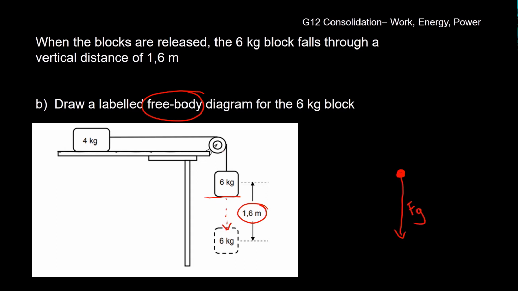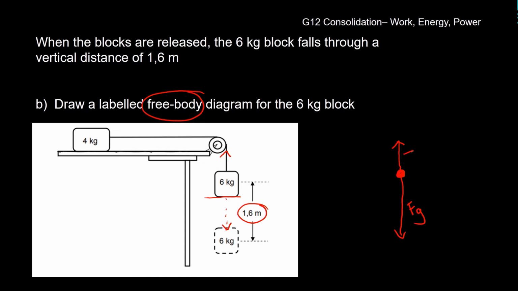And what else? Well, there's tension in this string, keeping the 6 kilogram and the 4 kilogram block joined together. This force of tension is not as big. If it were, then there would be no movement. But because the 6 kilogram block is moving under the influence of the force of gravity, the force of gravity arrow has to be bigger. So here we have the tension force. There's the force of tension. You can write there if you want to, force of tension.